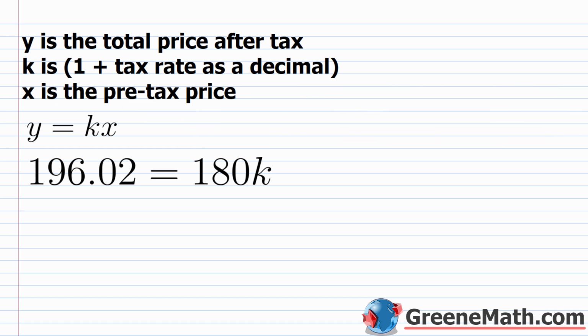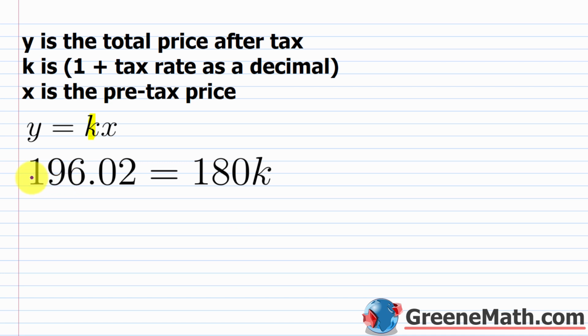Essentially, you can write y equals kx, where y is the total price after tax. K is going to be 1 plus the tax rate as a decimal, and then x is going to be the pre-tax price. In other words, what you're saying is that the total amount that you're spending after taxes is going to vary directly with the amount of merchandise that you're purchasing before taxes. The thing that's going to be constant here is the tax rate. And again, we need 1 plus the tax rate as a decimal to make this model work. So this right here, we're going to solve for that k.